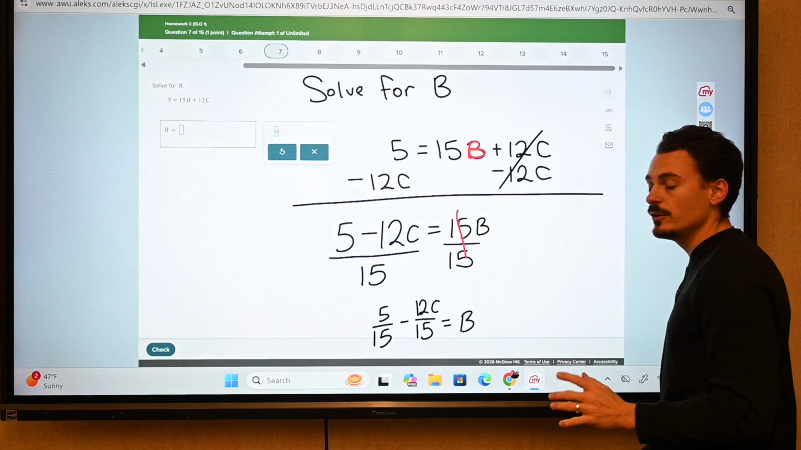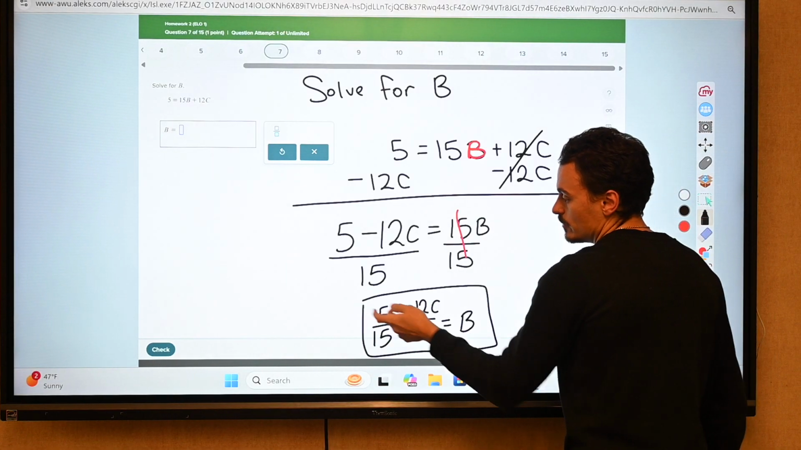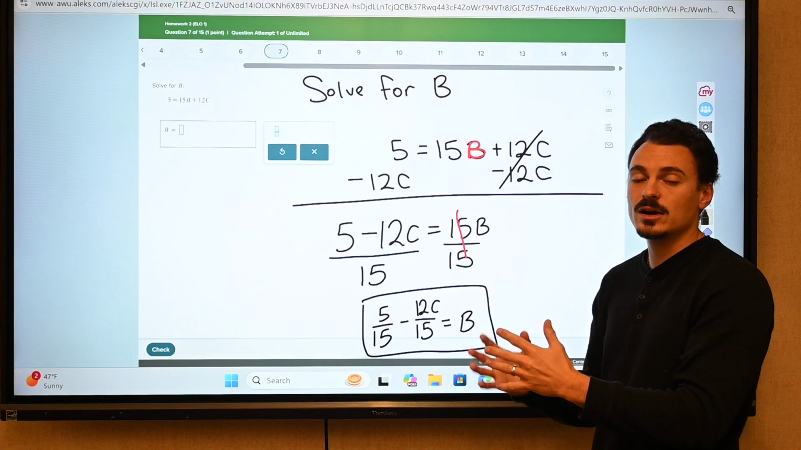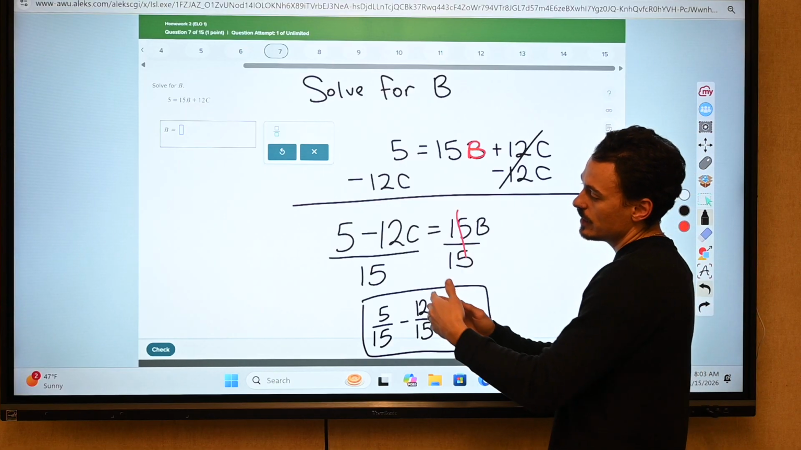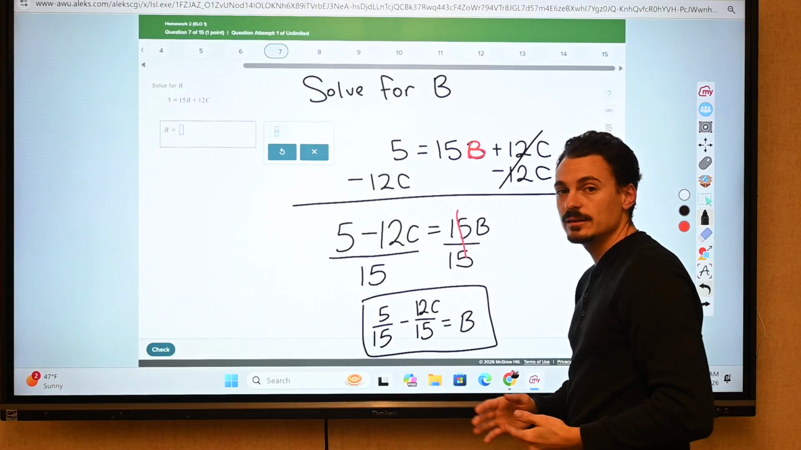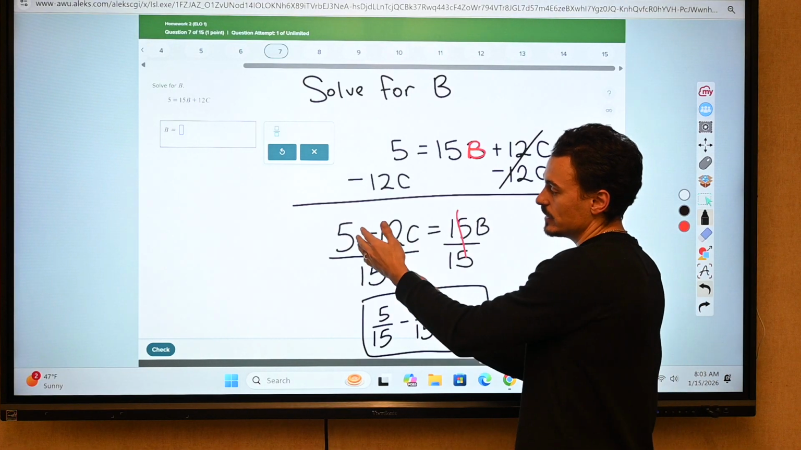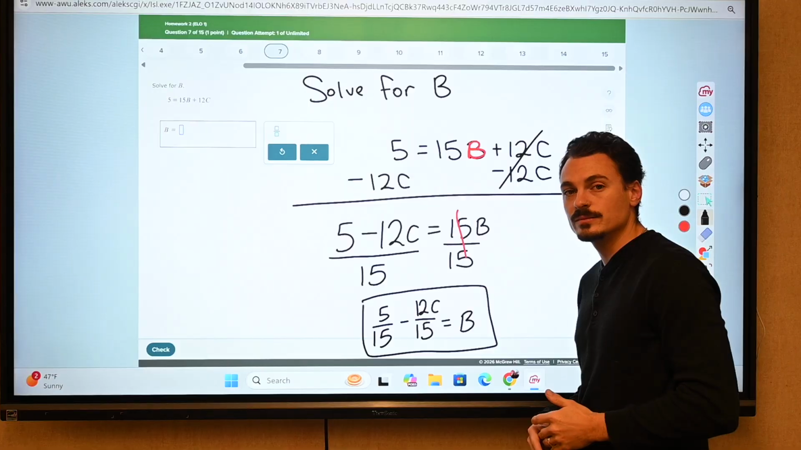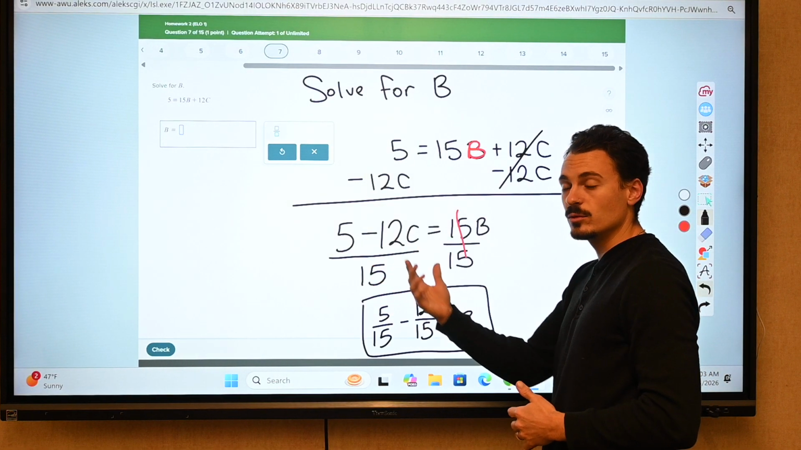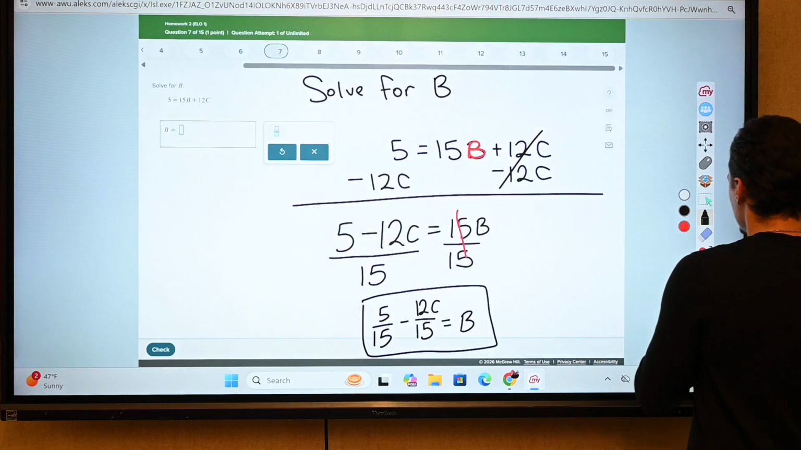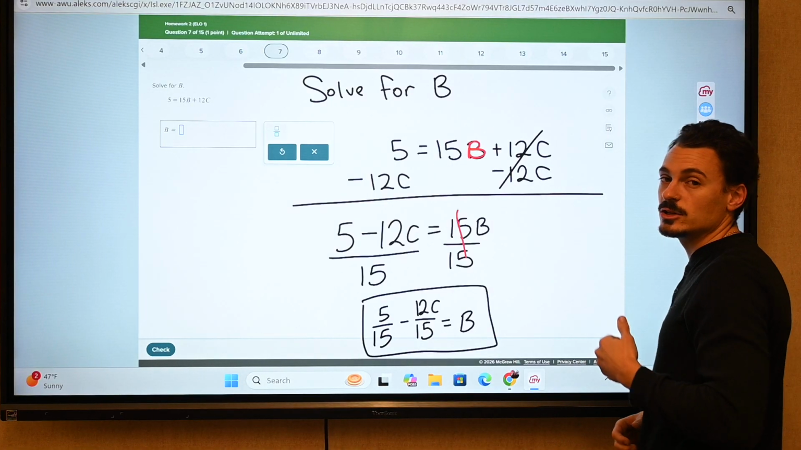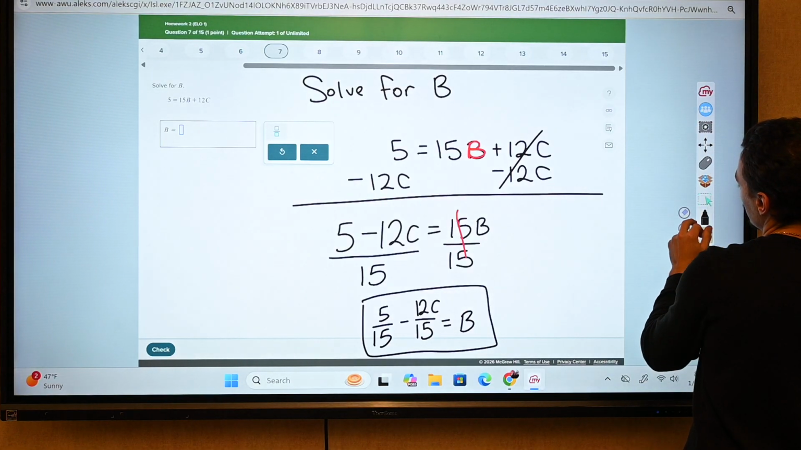If you're confused about why I wrote it this way, I'm trying to teach you something in one swoop here, because I already taught it in class, but you can actually take the 5 over 15 and separate that from the 12c over 15. So you can actually take those as separate fractions. The reason being is because the 15 is dividing with both 5 and negative 12c. By the way, you can reduce these fractions. That is in a foundational skills video previously in the year.